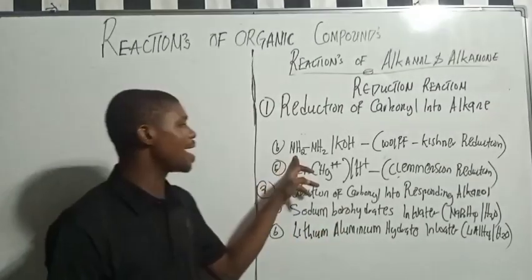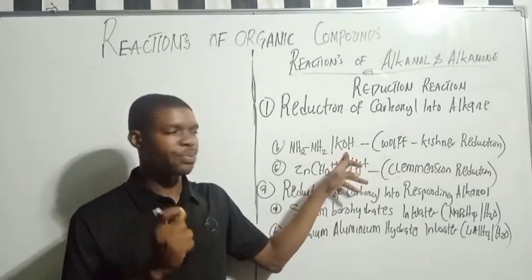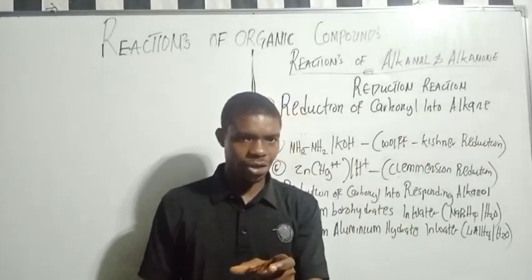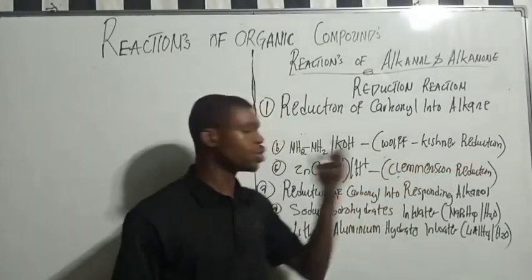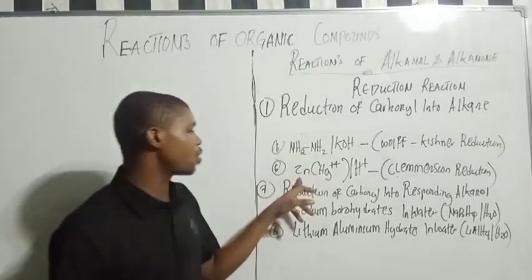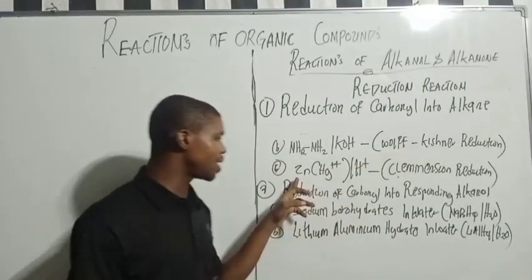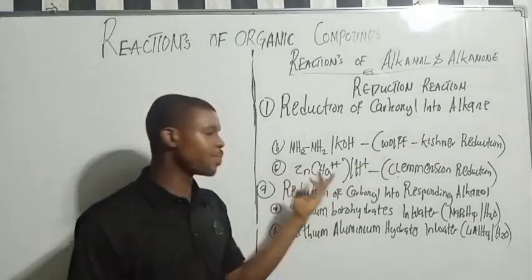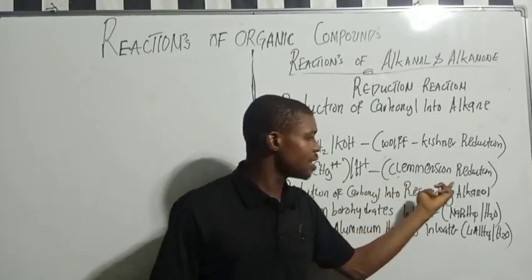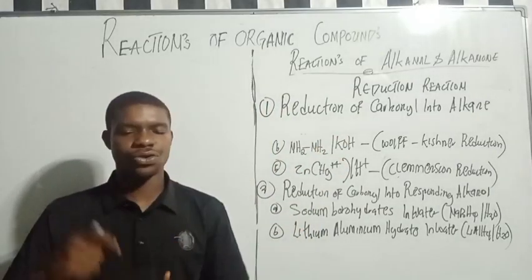One, I can use hydrazine in pair with a strong base, and this one is called the Wolff-Kishner reduction reaction. So in the Wolff-Kishner reduction, you need two things: the hydrazine and a strong base. Then you can also reduce it to the alkane using zinc amalgam in pair with a strong acid catalyst. Now this is called the Clemmensen reduction reaction. So these two will achieve similar results.